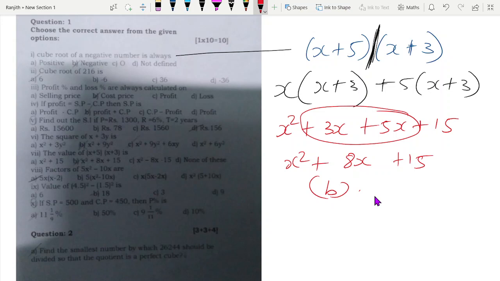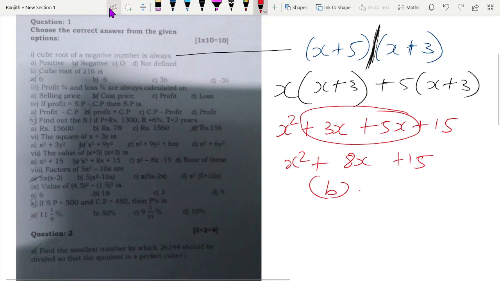Look, the answer is lengthy, but it's only for 1 mark. I don't know why they've set this question. You have to solve such a big question to get option B. Okay, look, 15 is given, x square.